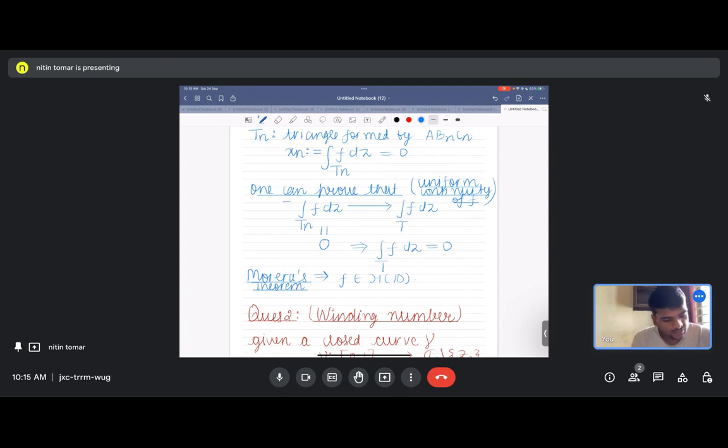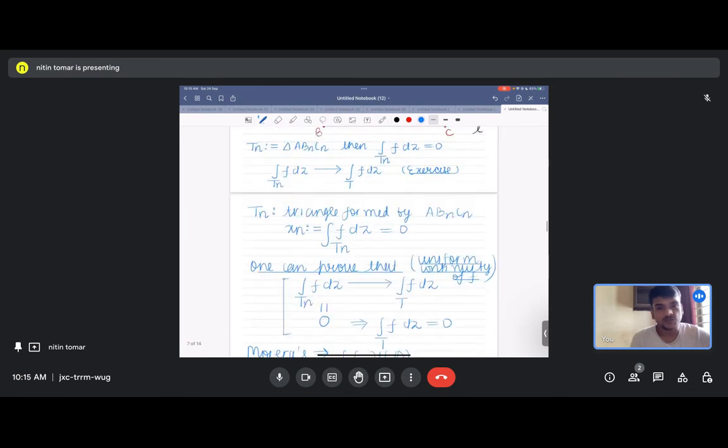Now on the left-hand side you have a zero sequence. So the integration of f over T is the limit of a zero sequence, and it has to be 0. Since we have discussed all cases for the triangles, Morera's theorem implies that f belongs to the holomorphic functions on D. So this question was all about Morera's theorem.